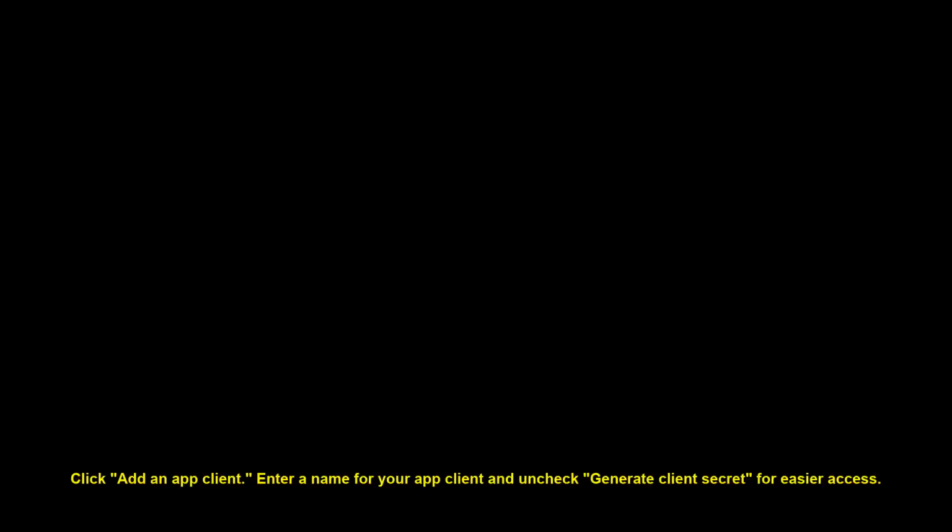Next, you'll set up an app client. Select App Clients from the left menu within your user pool. Click Add an App Client. Enter a name for your app client and uncheck Generate Client Secret for easier access. Set the allowed OAuth flows to include authorization code grant and implicit grant if you plan to use them. Click Create App Client to finalize your settings.